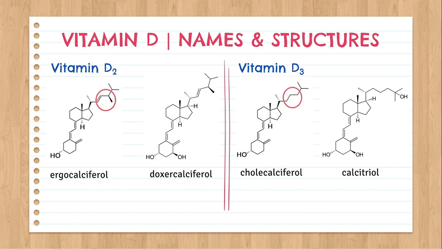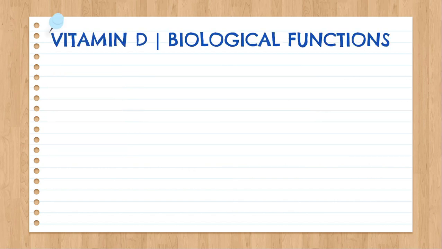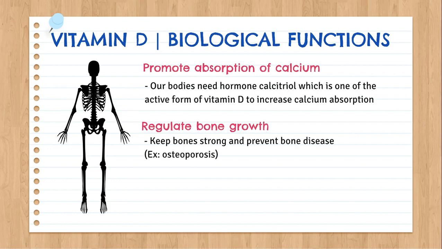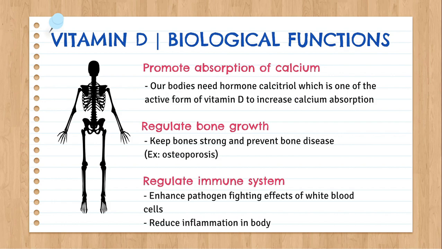Now, let's look at the biological functions of vitamin D. Vitamin D promotes the absorption of calcium. To increase absorption of calcium, our bodies need the help of hormone calcitriol which is one of the active forms of vitamin D we've learned earlier. Vitamin D and calcium work together to regulate bone growth, thus strengthen our bones and prevent bone disease such as osteoporosis. Apart from that, vitamin D is important in regulating our immune system as it enhances the pathogen-fighting effects of white blood cells and reduces inflammation in our bodies.